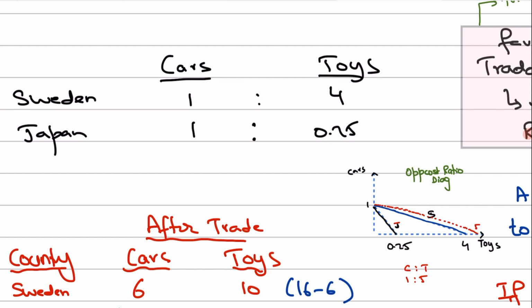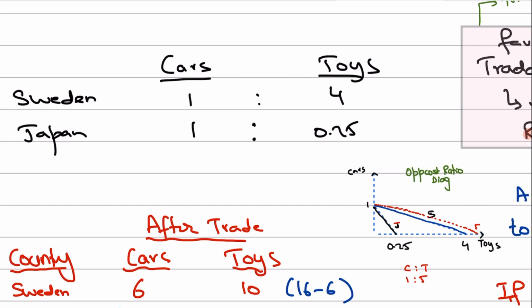While before, in order to consume 1 car, it had to produce 1 car and then give up 4 toys. So now Sweden can consume 1 car by importing, and it only needs to sacrifice 1 toy, that is, give away 1 toy by exporting it to Japan, while previously, in order to make a car itself, it would have to give up 4 toys. So definitely this exchange ratio is beneficial for Sweden, right?